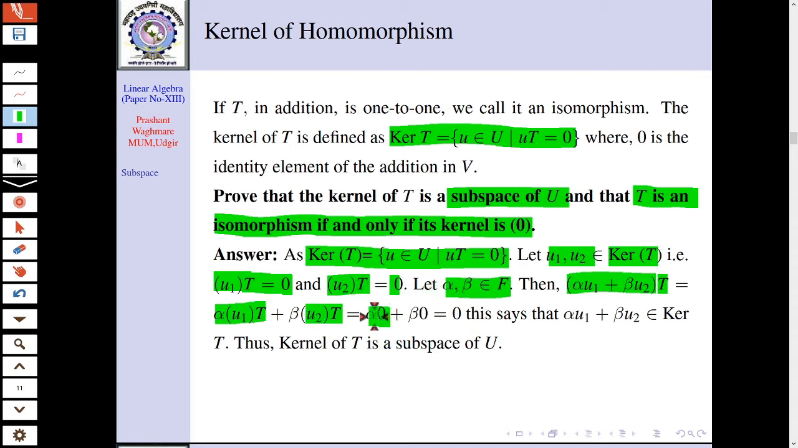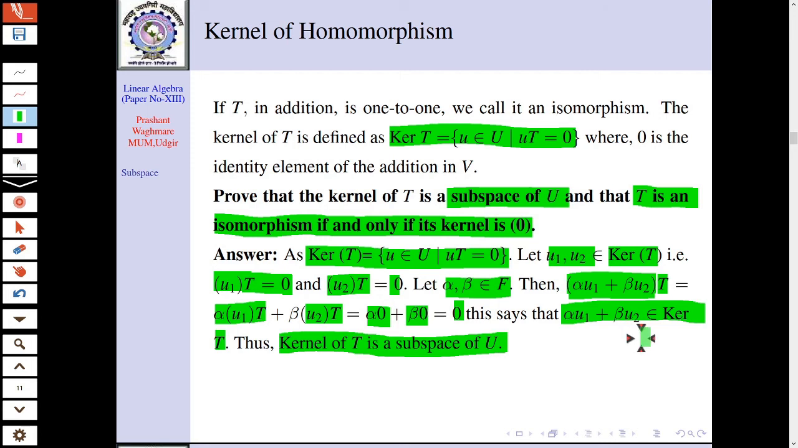So alpha into 0 plus beta into 0 will be again 0. So what this says? This says that T of alpha u1 plus beta u2 is 0. Means this element alpha u1 plus beta u2 is in the kernel of T. That means the kernel of T is a subspace of U, right? By the definition of subspace, right?